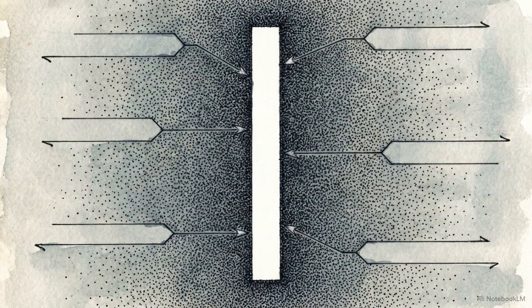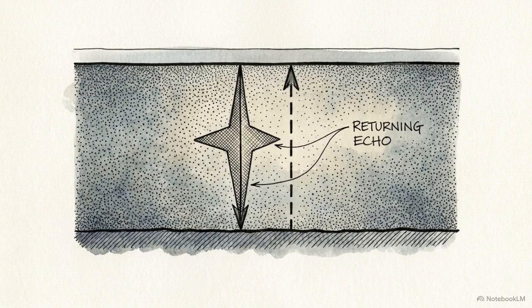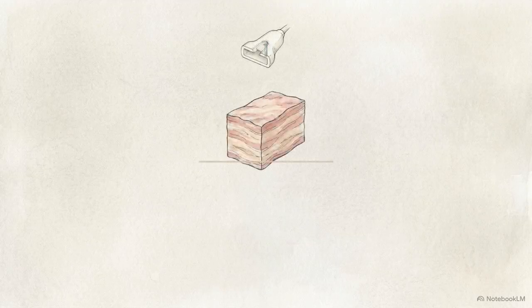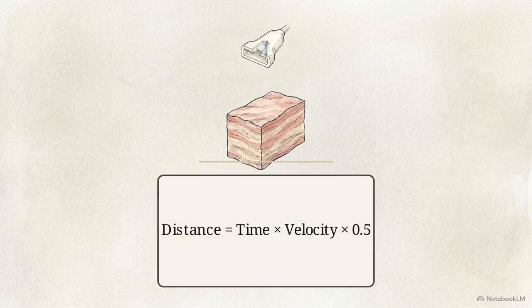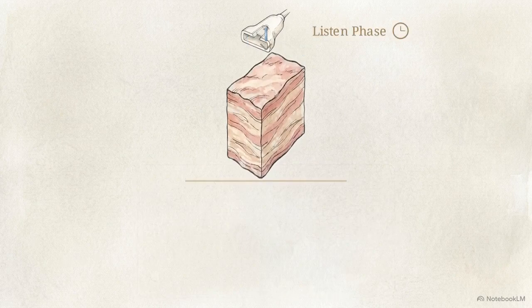Creating a single scan line requires a specific chronological sequence. The transducer transmits the pulse, waits for it to reach the target, and waits for the echo to return before generating the next pulse. This round trip is governed by the distance equation. Distance equals time times velocity times 0.5. The frame repeat rate is the pulse repetition frequency, or PRF, calculated by multiplying frame rate by scan lines per frame. The primary constraint on PRF is the listen phase.